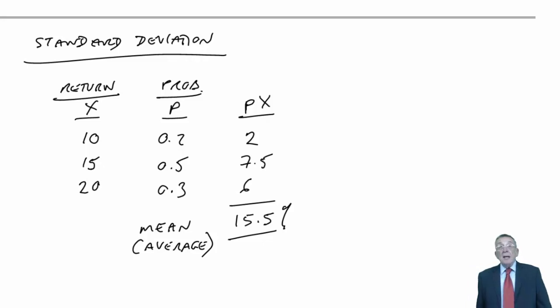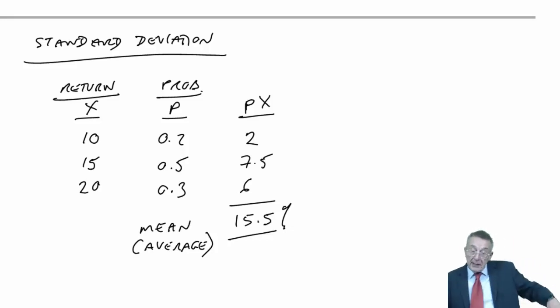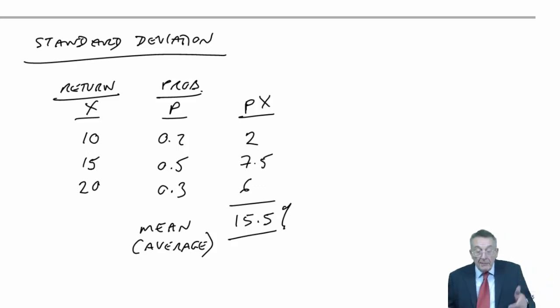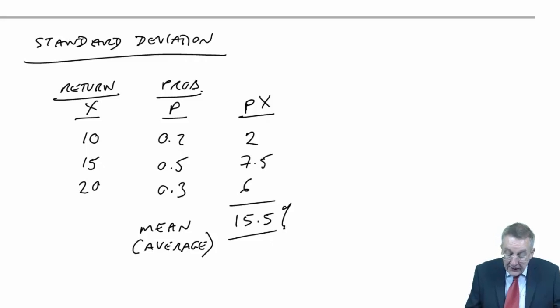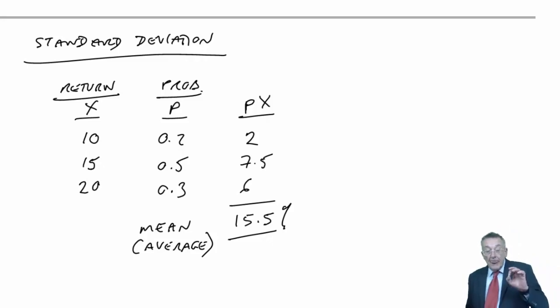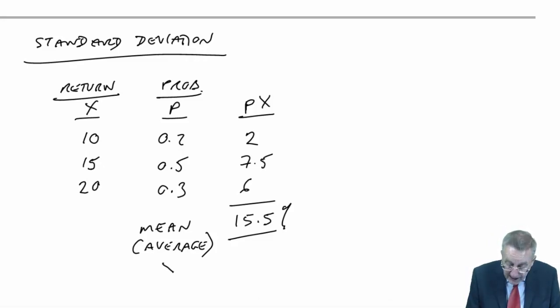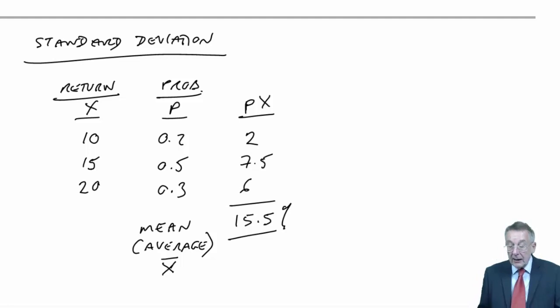So there's the average. Well, I mentioned spread before. On average you'll get 15.5, but the actual return might be lower, it might be higher, and we want a measure of, on average, how much higher or lower it could be. So we take the difference between the returns and the average, one by one, how much higher, how much lower. The symbol we use for the average of the x's is x bar, x with a bar over it.